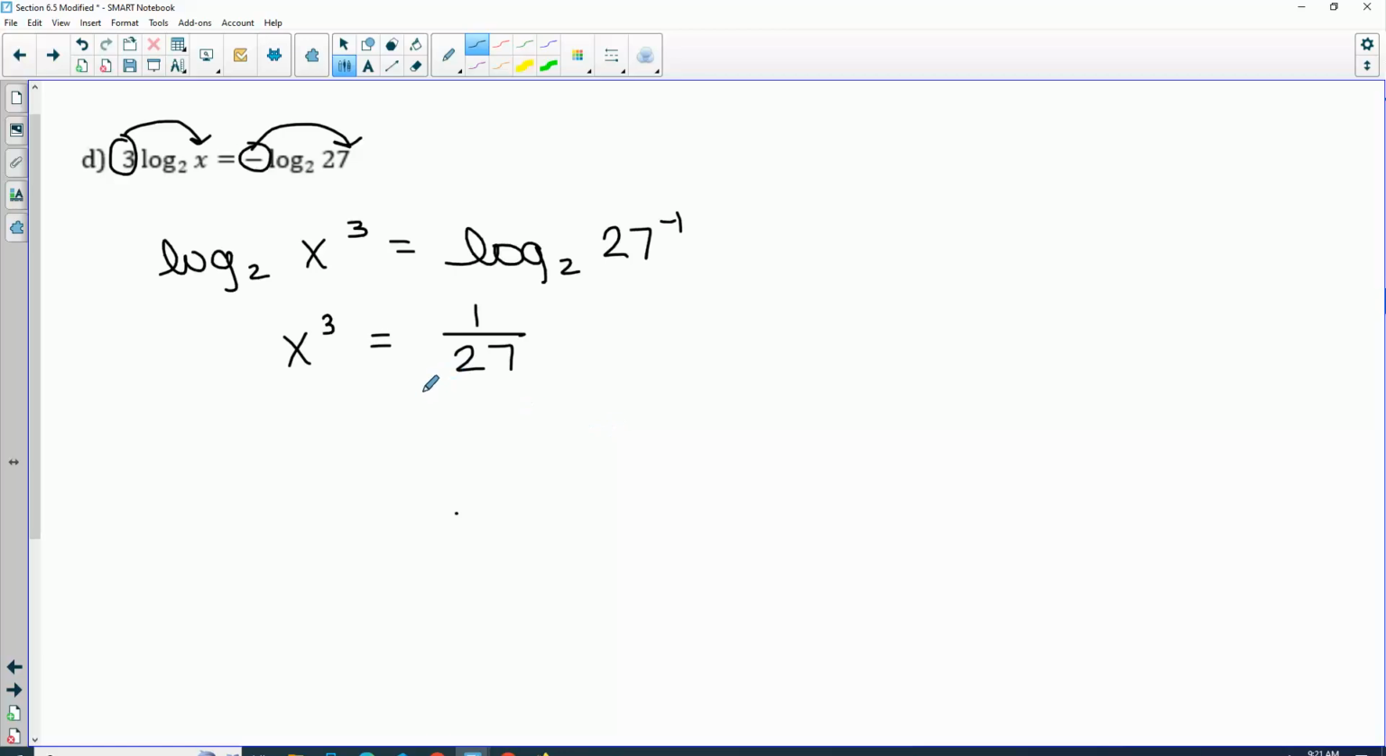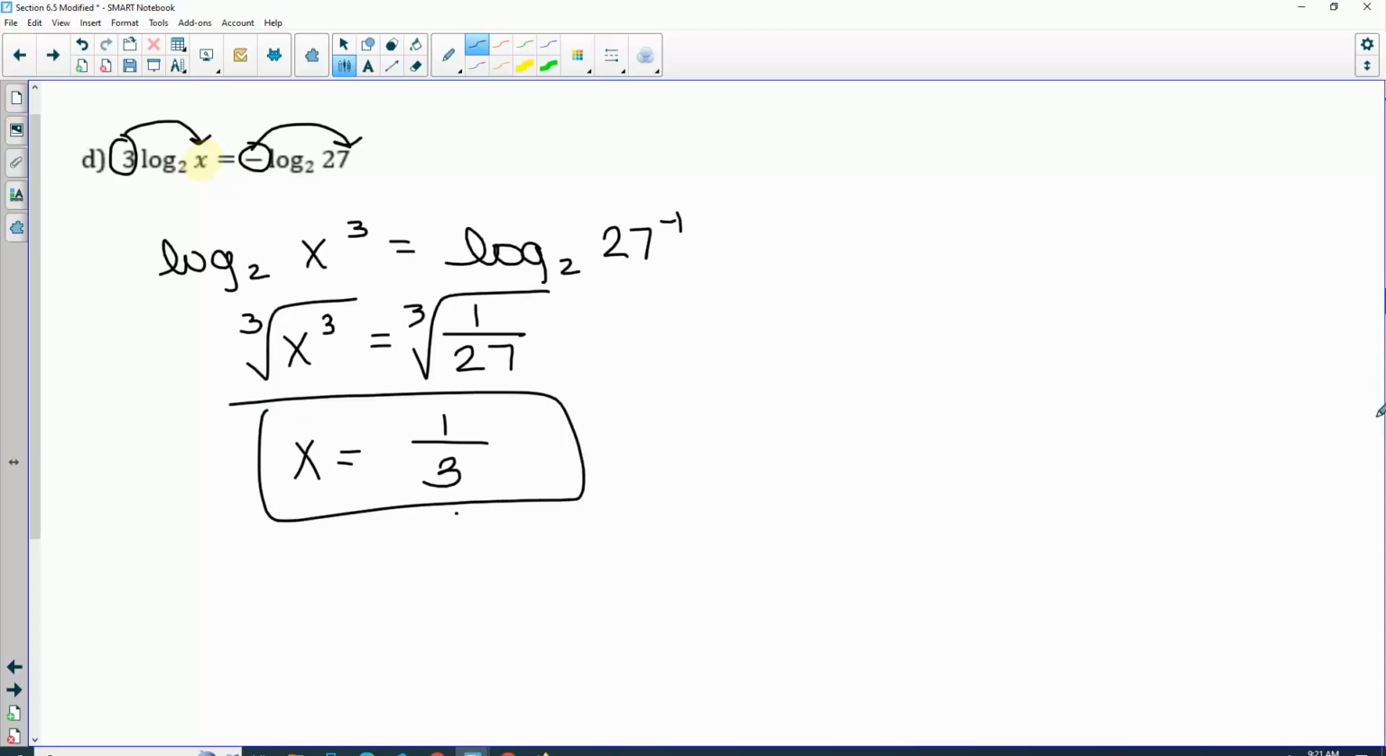How do we get rid of a cube? Cube root. Since it's an odd root, it doesn't get plus and minus. So the cube root of 1 is 1. Cube root of 27 is 3. And just a quick check, 1/3 makes my argument positive. So that answer works.